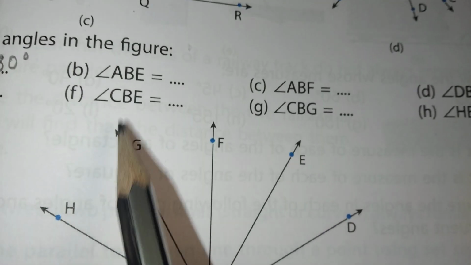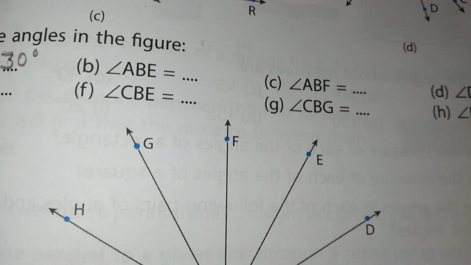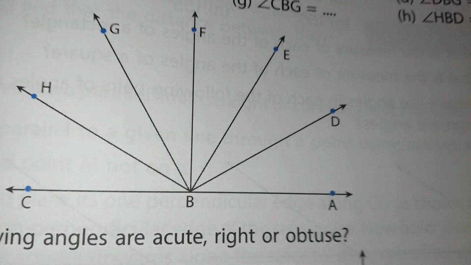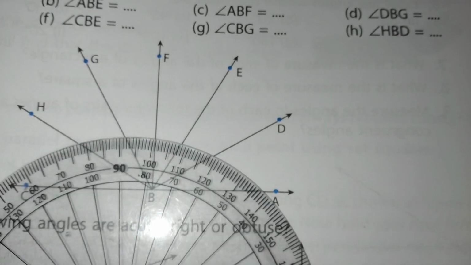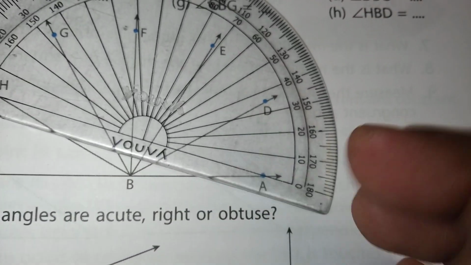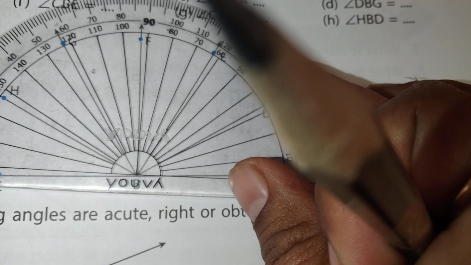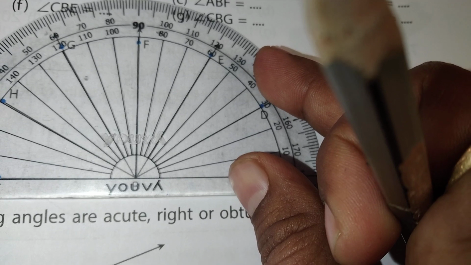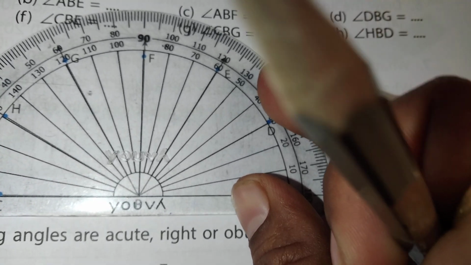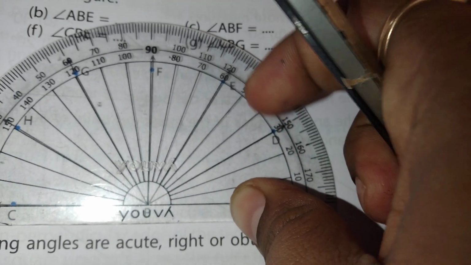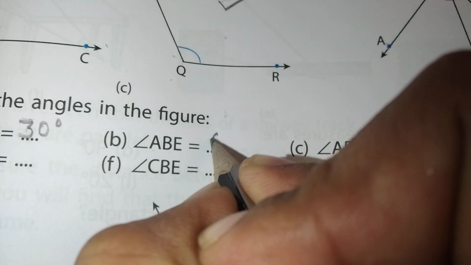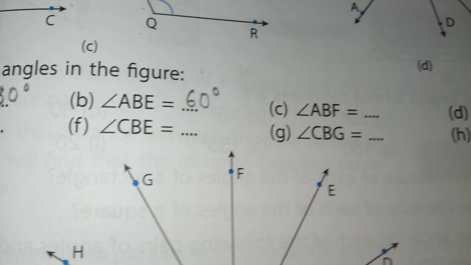Okay. Then angle ABE. So where you will find angle ABE? Similarly, just keep the protractor at the right place with the help of baseline, like this, and measure the angle. As you can see, it is of 60 degrees. So you have to write 60 degrees over here.